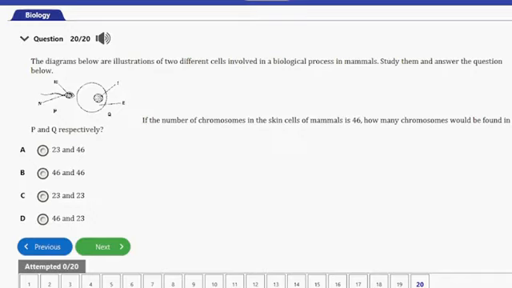So option A is 23, 46, option B 46, 46, option C 23, 23, option D 46, 23. And guys, definitely the answer to this question is option C.